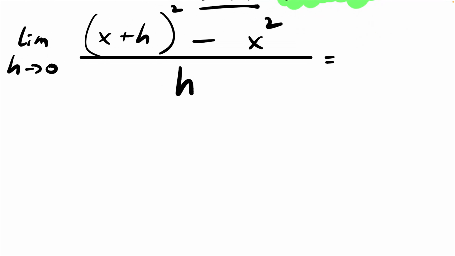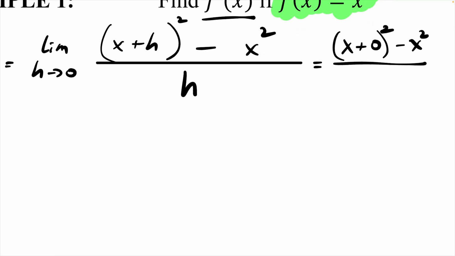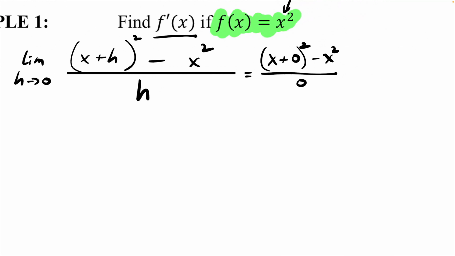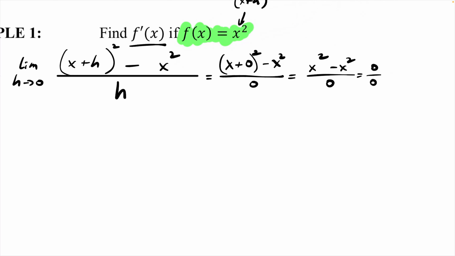So we would get x plus 0 squared minus x squared over 0. What does that simplify to? What's x plus 0? x, right? Squared, minus x squared over 0, and that's 0 over 0. You guys were just saying that, 0 over 0. What was the rule if we found a limit and it gave us 0 over 0? Our work isn't done. We have to figure out a way to simplify it, and that's what we're going to do.